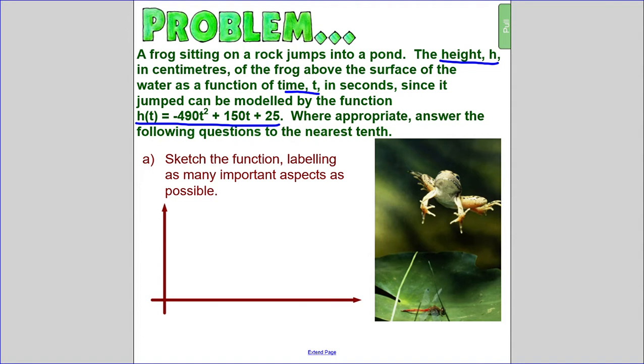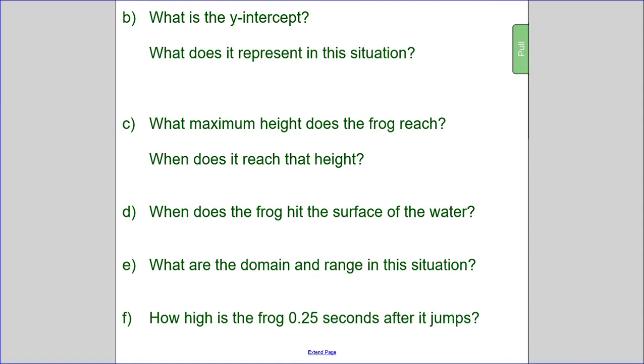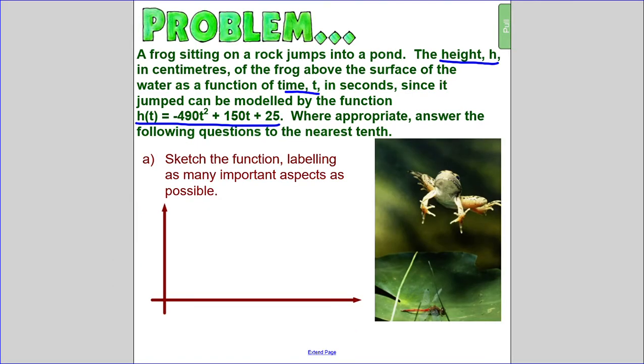Where appropriate, answer the following questions to the nearest tenth. And then we've got a couple of problems to go through. You can see the one that's here, and then there's a couple more to run through. What I would encourage is that you model the problem by graphing calculator or some other means, and then try to answer each of the questions and come back when you're ready to go through it.